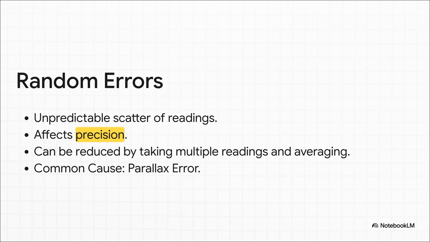Okay, now let's talk about random errors. These are all those little variations that are kind of out of your control. Maybe the needle on a dial is flickering a bit, or your reaction time with a stopwatch is slightly different each time. But here's the cool part. Unlike systematic errors, you can fight back against random errors. And the magic trick is simple. Take a bunch of readings and average them. The random highs and lows start to cancel each other out.